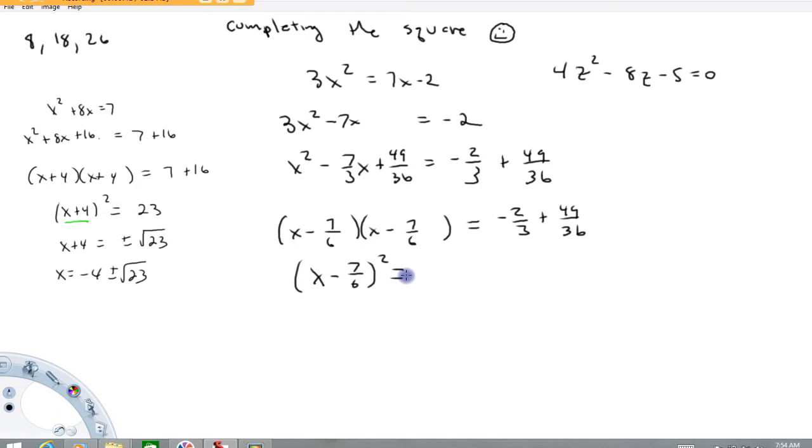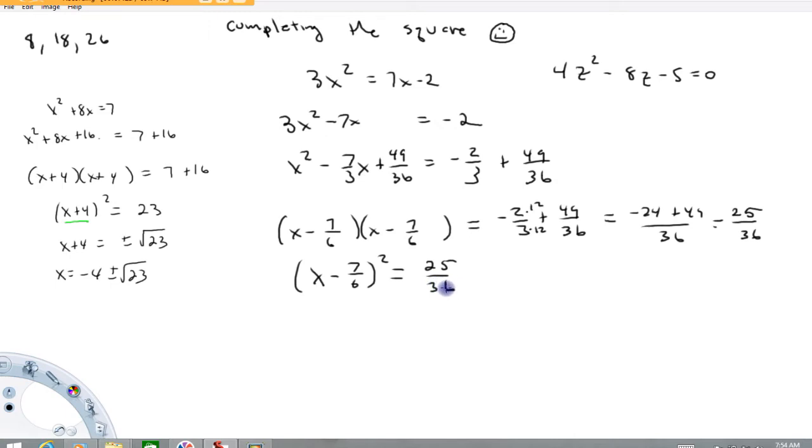Well, let's see. I guess we're probably going to have to combine these, which is fine. If I want to write this with a denominator of 36, I'd have to multiply it by 12. So times 12, times 12. So this is now negative 24/36 plus 49/36. Let's see, 49 minus 20 is 29, minus 4 more, 25/36. All right, so x minus 7/6, the quantity squared, is equal to 25/36.